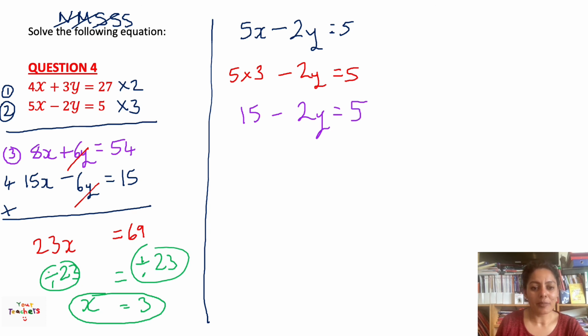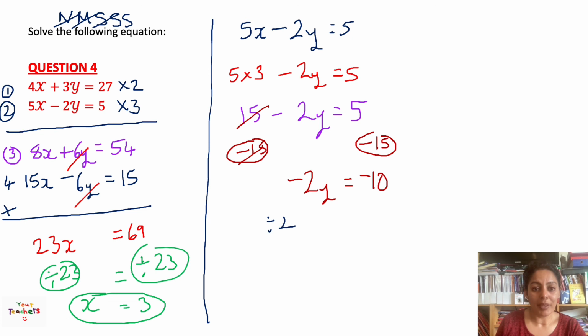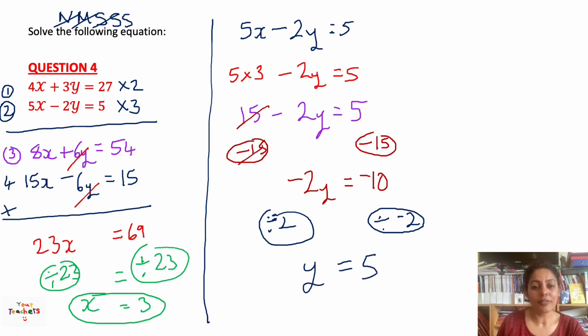And now I'm going to take away the 15 on this side, and it will give me a minus. So this gets cancelled. That's great. Leaves me minus 2y equals 5 take away 15, which will give me minus 10. Now I've got to divide by minus 2. Divide here by minus 2 as well, which will give me y on its own, and that will be 5.